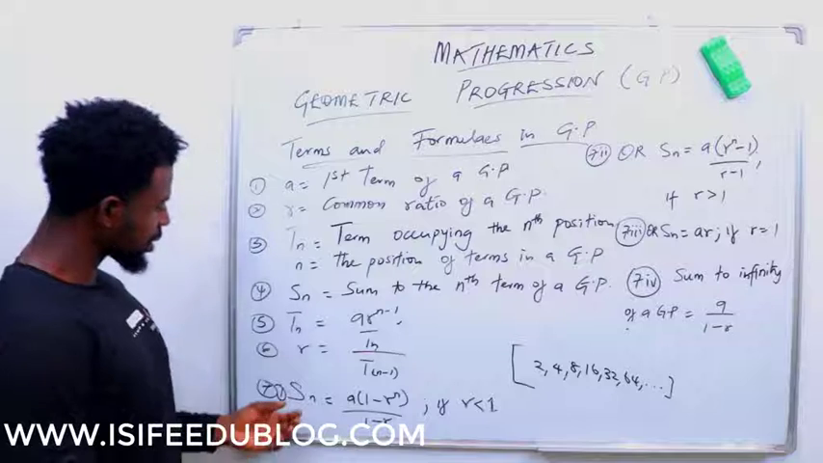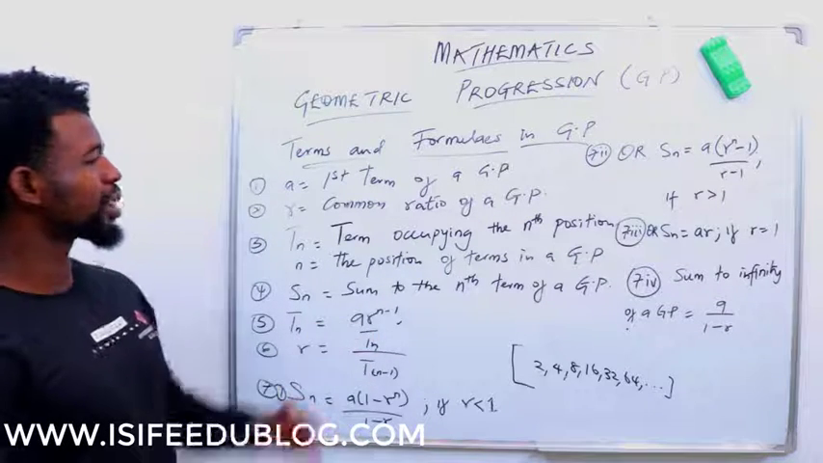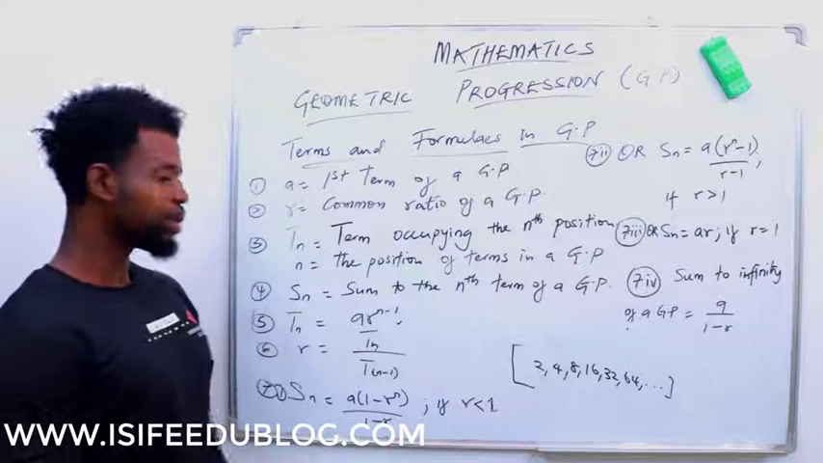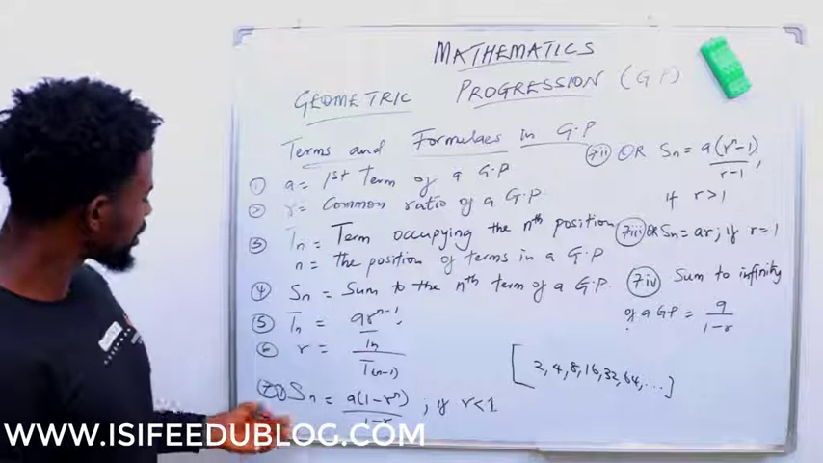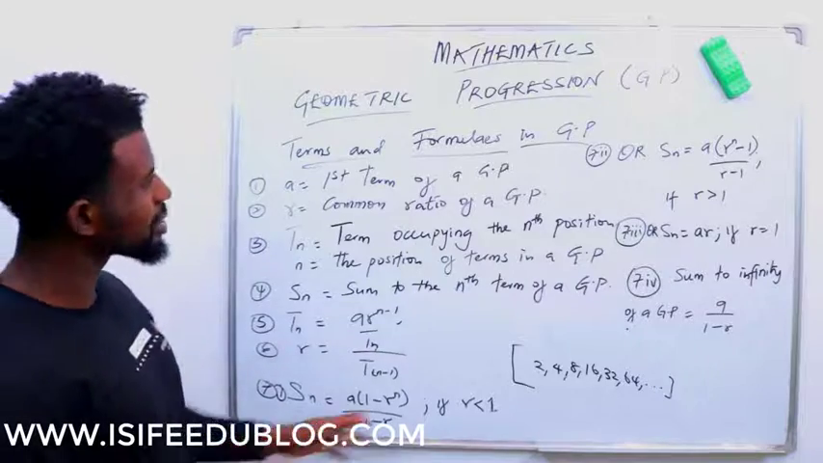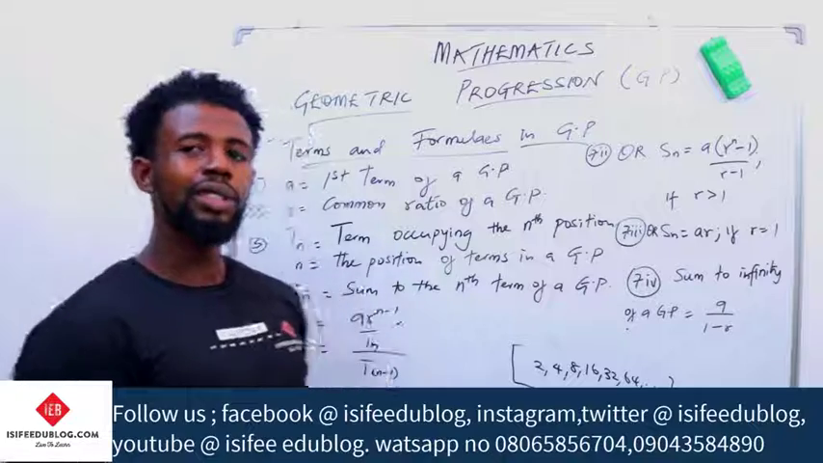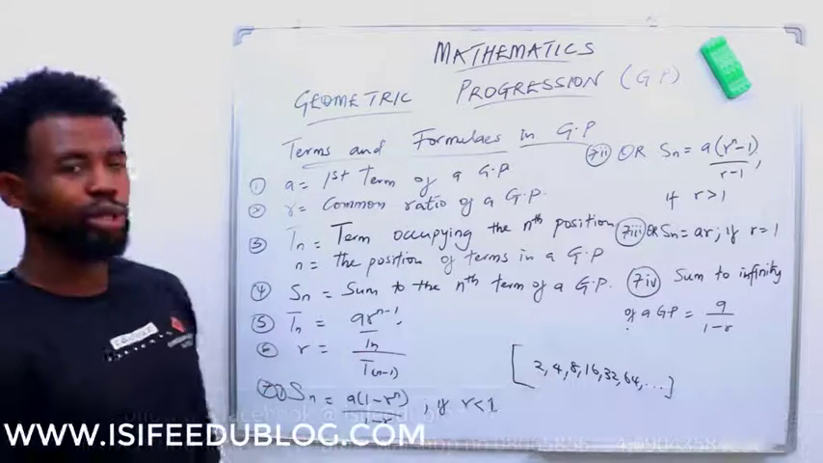Alright, now let's look at the formula for Sn. If you remember, I said that Sn is the sum to the nth term of any GP. Now, if you look at this, you find out that our Sn has 3 formulas. It is either this, or this, or this. And what determines the formula you use? It is our common ratio.